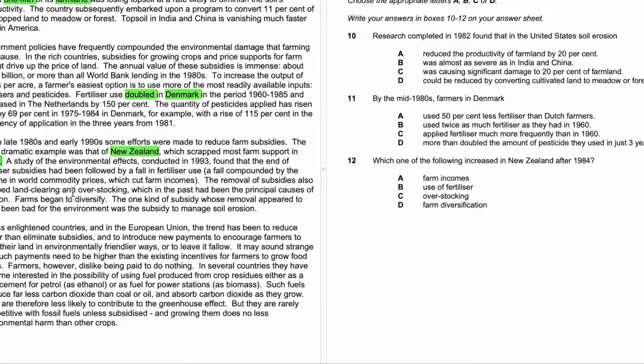So they were just saying here about the farms began to diversify. So exactly increased here, it says diversify, which is farm diversification increased. And they were just saying was a subsidy to manage soil erosion. So basically the answer to question number 12 is going to be D, farm diversification, which has increased in New Zealand after 1984.